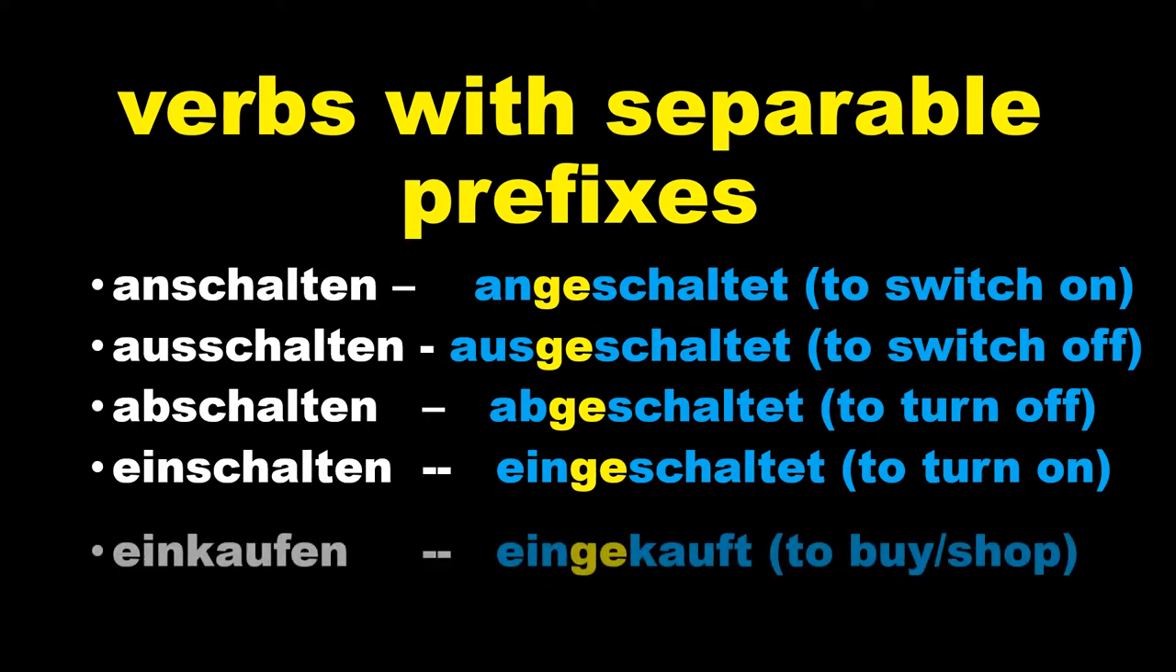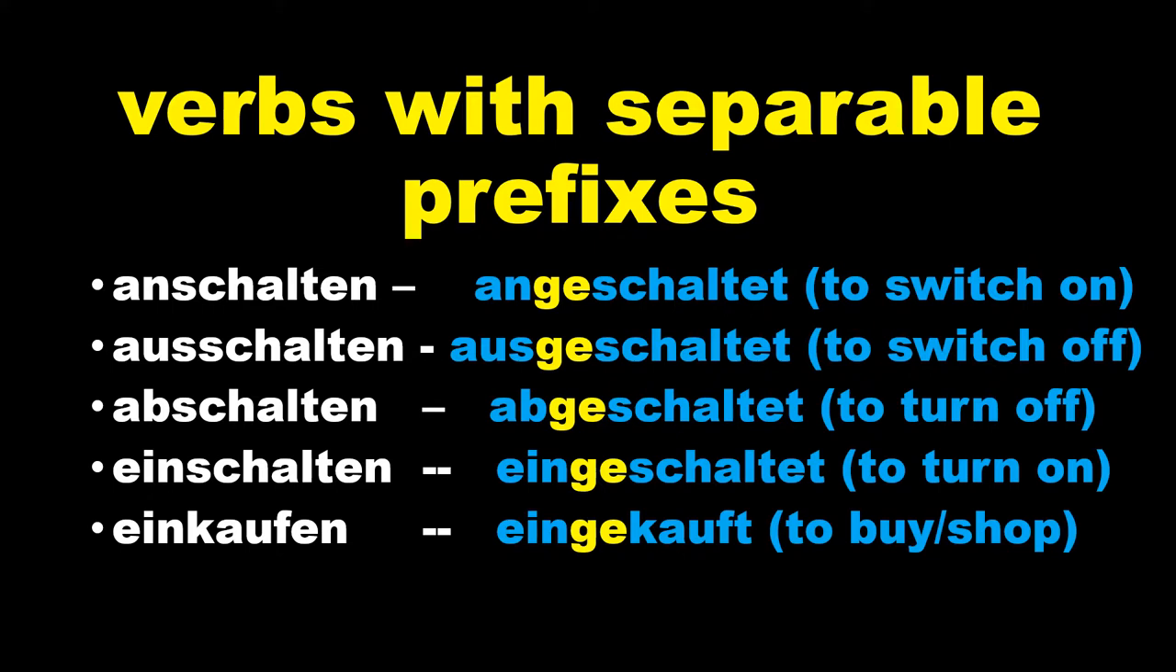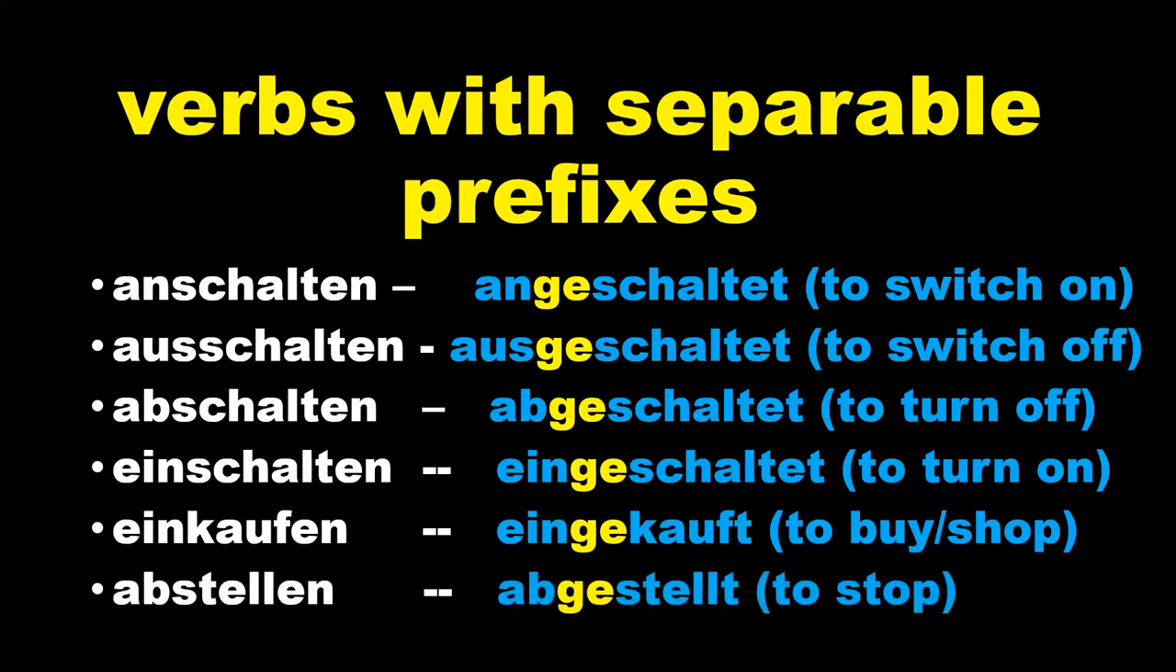Let's take one more example. Very simple. Einkaufen. Kaufen, to buy. Einkaufen is also to buy or to shop or to go shopping. Ein is the prefix, kaufen is the main form of the verb. Now, the ein prefix will come first. Eingekauft. If you remove the prefix, the verb follows almost the same rule as weak verbs. So the participle two form for this verb will be eingekauft. Kauf is the Stamm form.